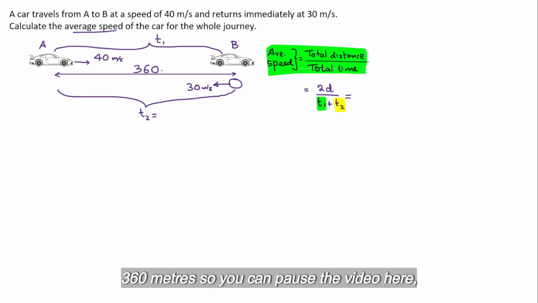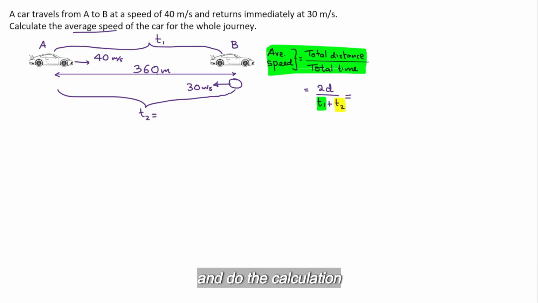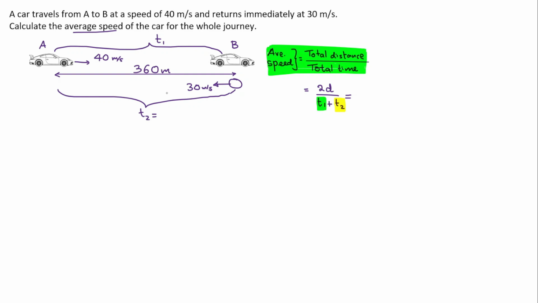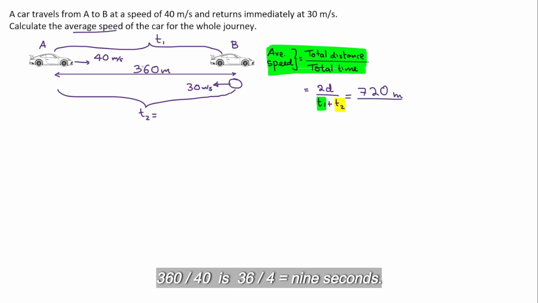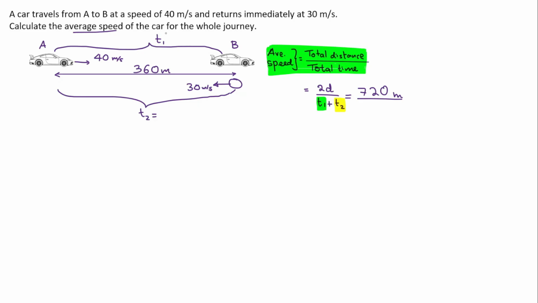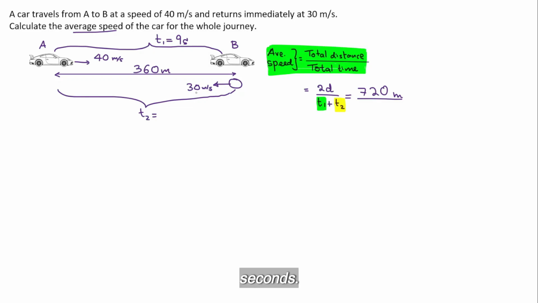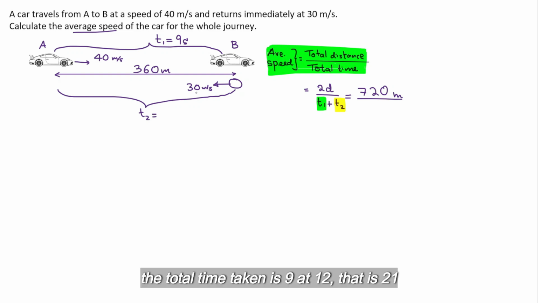360 meters. So you can pause the video here, use 360 and do the calculation. And you should get 34.3 as the answer. And then play the video to see how I do it. 2d, 2 times 360 is obviously 720 meters divided by the total time. Now, 360 divided by 40 is 36 divided by 4, 9 seconds. And for the return journey, T2 is 360 divided by 30, that is 12 seconds. Now, the total time taken is 9 add 12, that is 21 seconds.